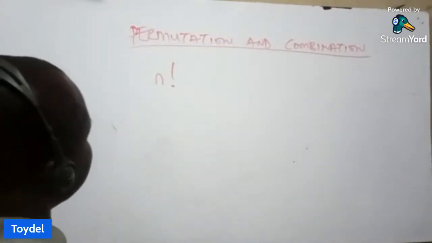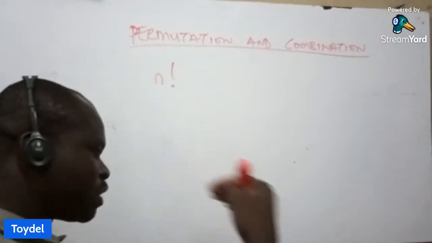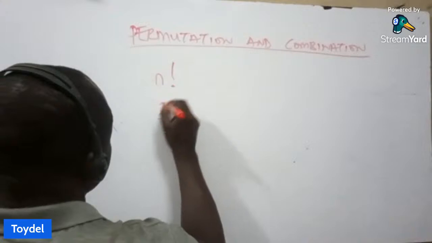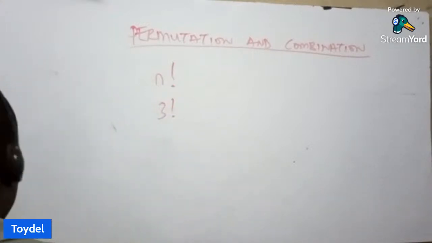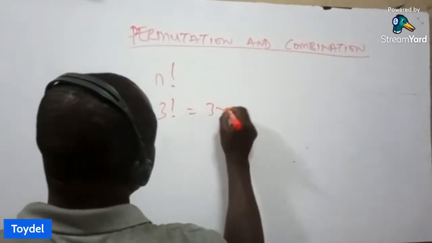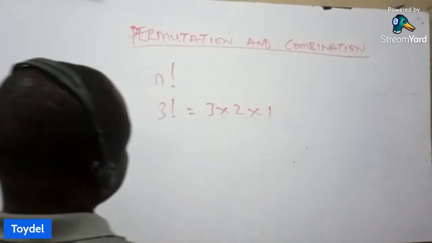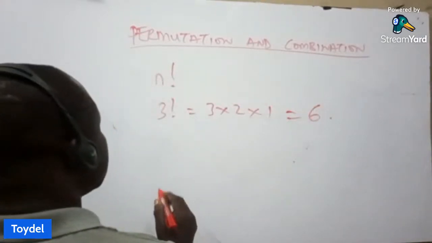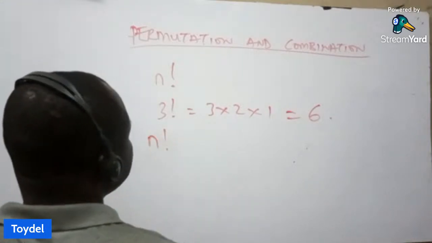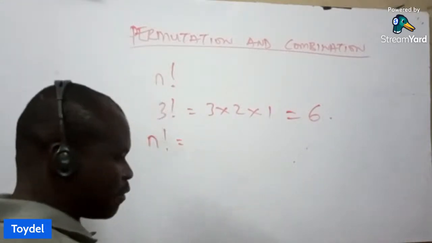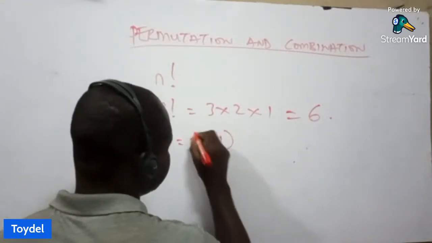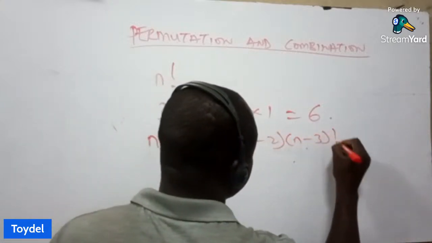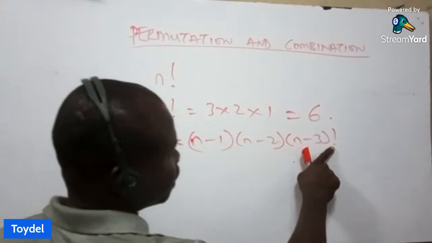What is the meaning of factorial? Factorial simply means you multiply and reduce until you get to 1. For instance, if you have 3 factorial, the meaning of 3 factorial is 3 times 2 times 1, until you get to 1, and this will give us 6. And n factorial simply means you reduce by 1. That is, you have n times (n minus 1) times (n minus 2) times (n minus 3) factorial. Whenever you want to stop, you put factorial there.